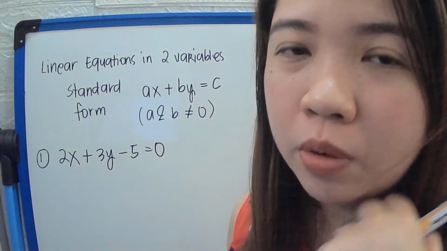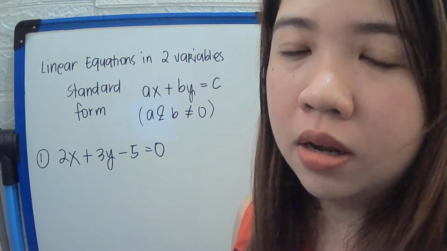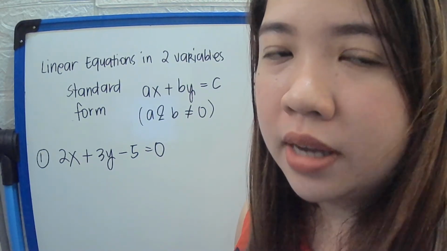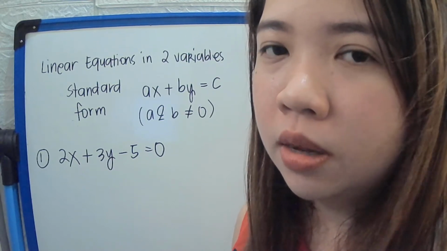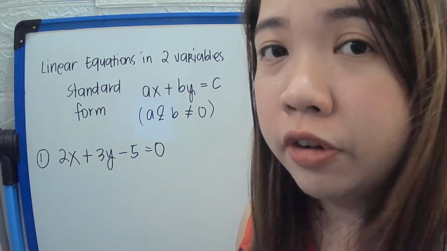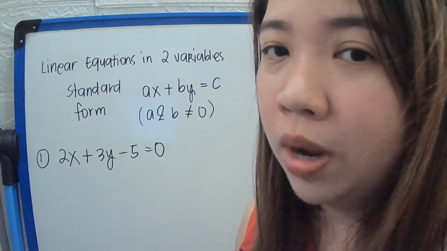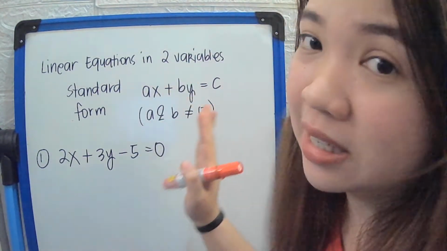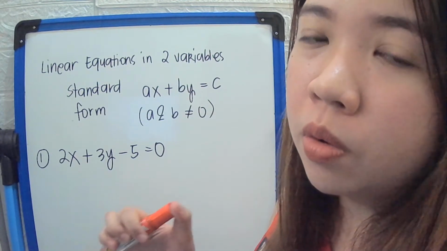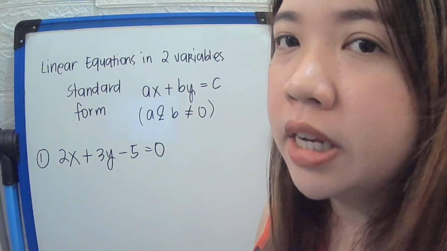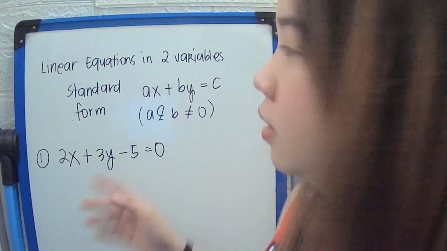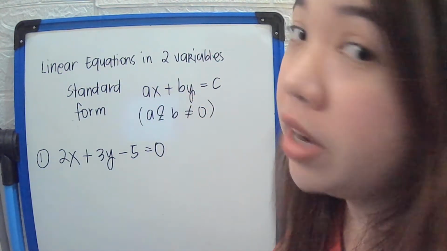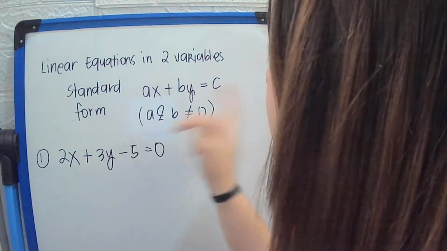Okay, so what we will be discussing today are all about linear equations in two variables. So when I say linear equations, the exponent of the variable must be 1, or wala kayong makikitang exponent ng variable as is. Okay? So, when I say two variables, there must be x and y. So, as you can see, two variables. So, yung a, b, and c are real numbers. They must be numbers, okay?